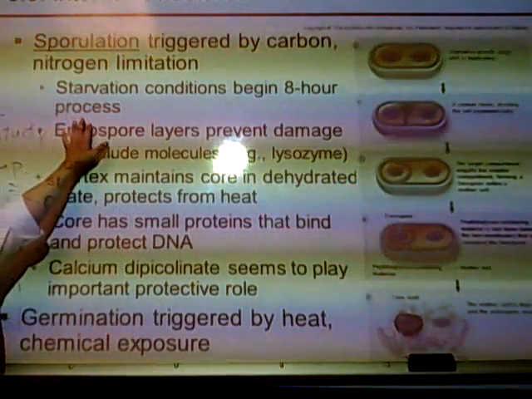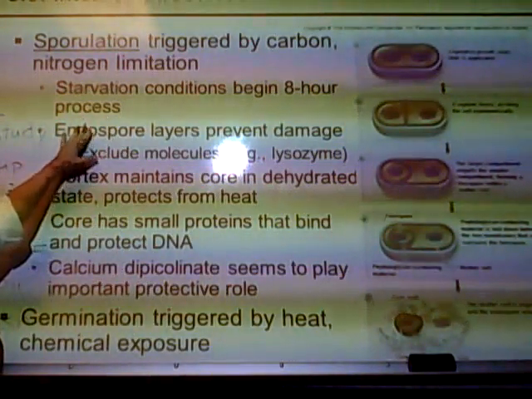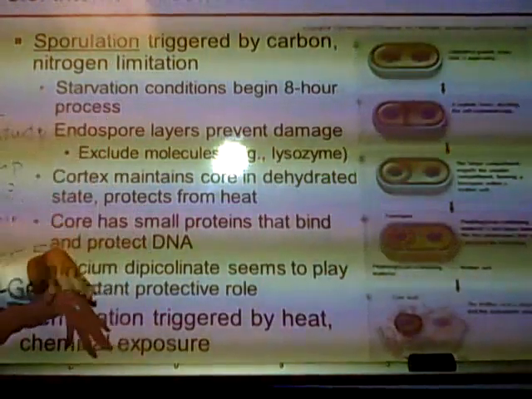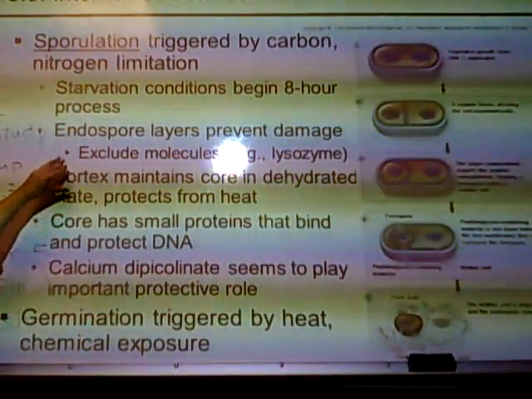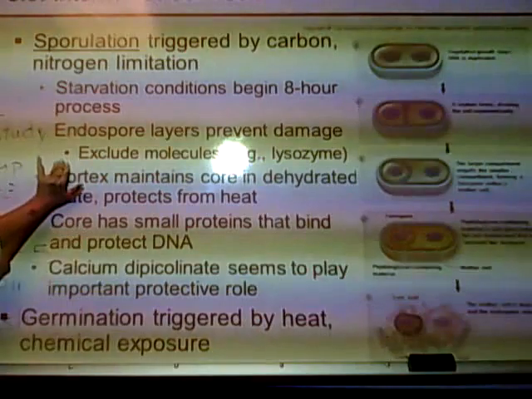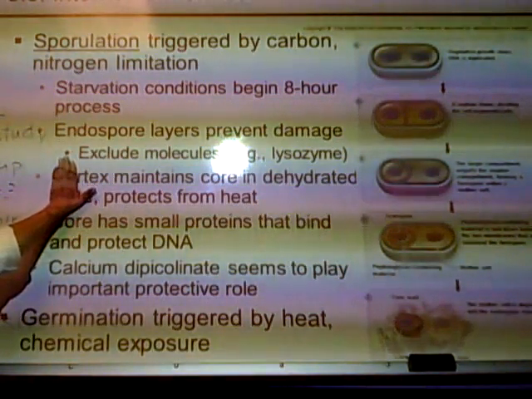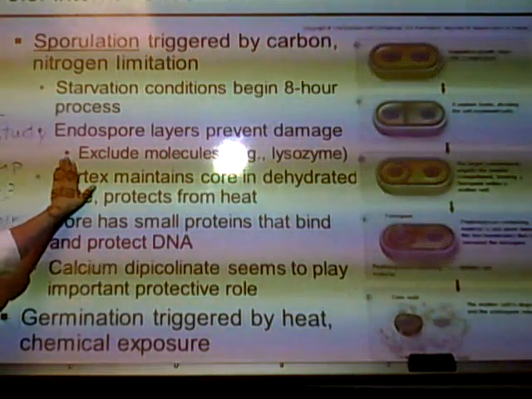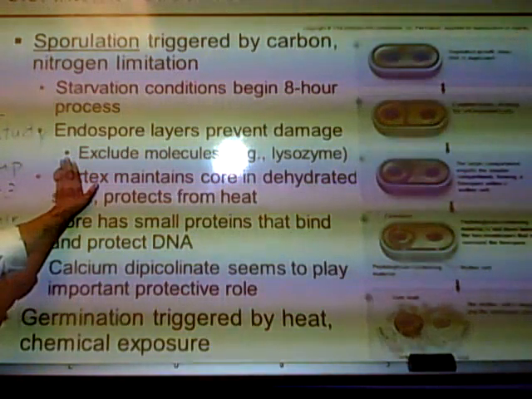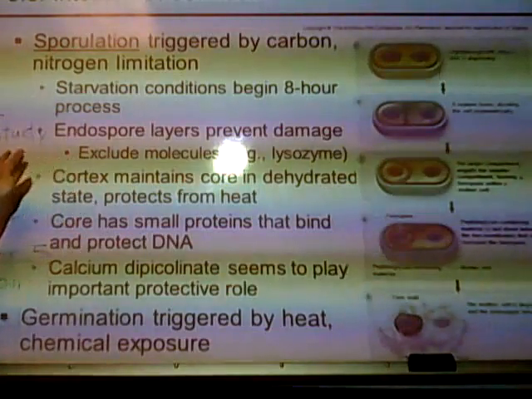Sporulation, again, starvation. It takes about 8 hours to form a spore. All right, these are going to keep out the lysozyme. So unfortunately, when you have a spore in your body, your tears and your saliva are not going to be able to destroy that spore.